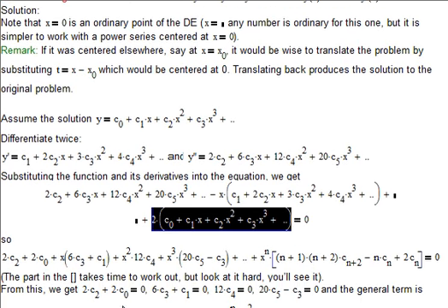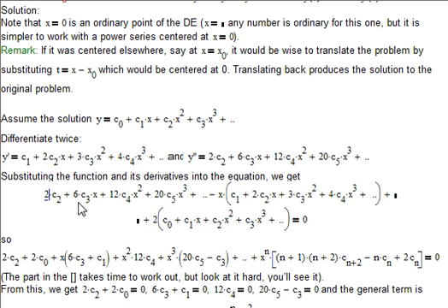Well, now it's going to get complicated. Let's look at the constants here. 2c2 plus 2c0 has to be 0, right? And if you look at the x term, we got 6c3 minus c1 plus 2c1. So that's 6c3 plus c1 times x, right?